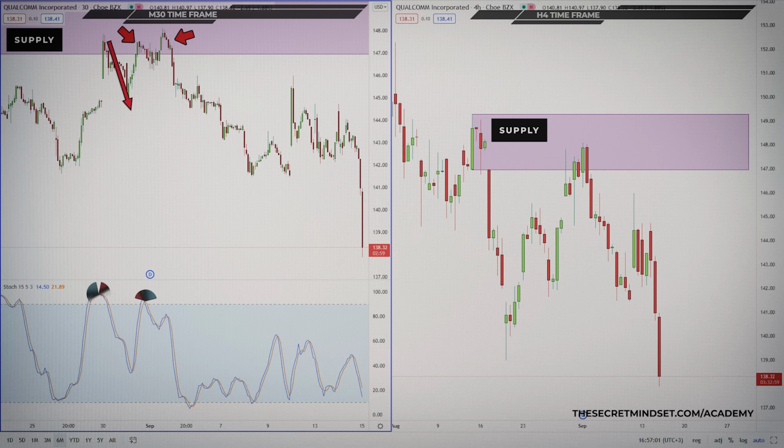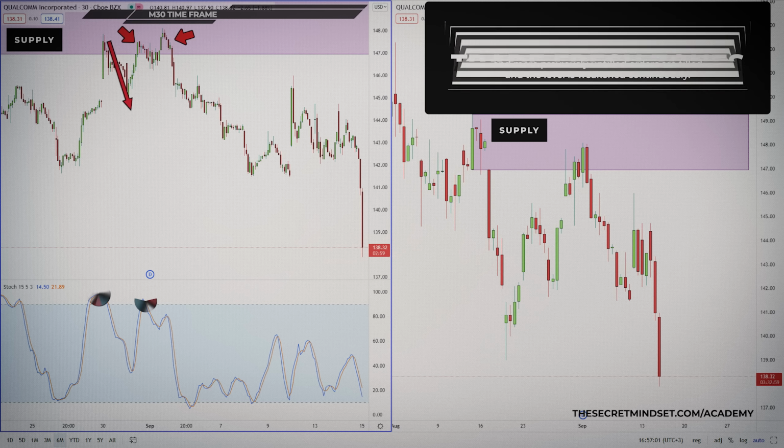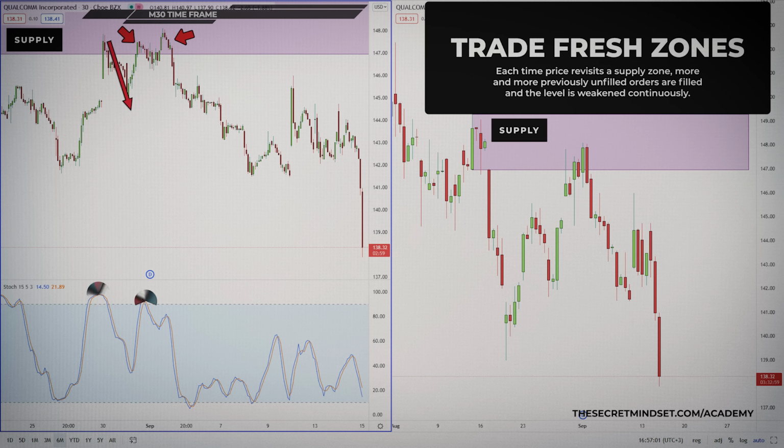If you want to trade the supply area, make sure the zone is still fresh, which means that after the initial creation of the zone, price has not come back to it yet. Each time price revisits a supply zone, more and more previously unfilled orders are filled, and the level is weakened continuously. But if you have confidence that the supply area will hold, you could re-enter with a lower position. The fourth retest came with a massive move to the downside.